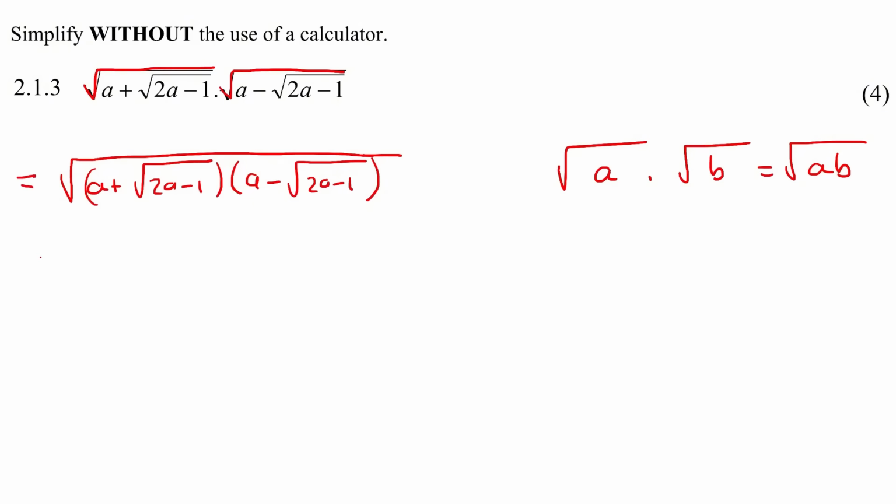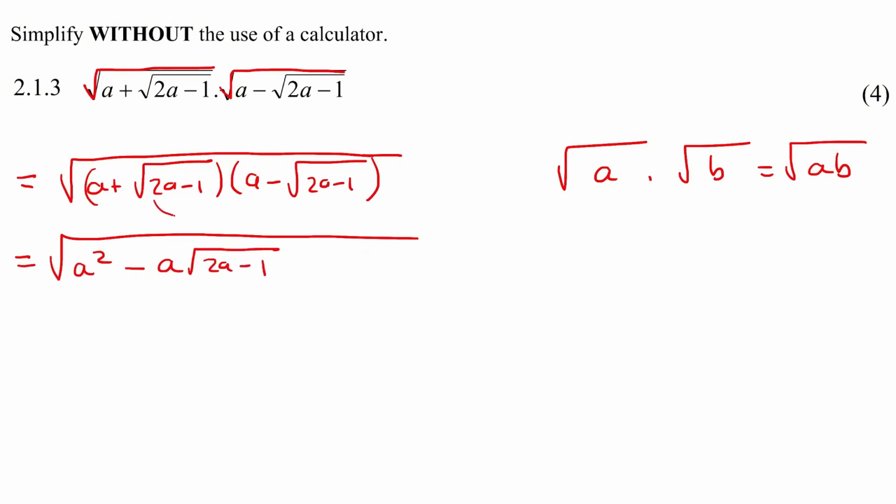Okay? Then what I'm going to do is I'm going to FOIL these brackets out. So like a times a times that times that, and that times that. So that's going to give a times a is a squared. Now when you multiply these two, that's just going to give negative a square root 2a minus 1. And then when you multiply these two, it just gives the positive of that.